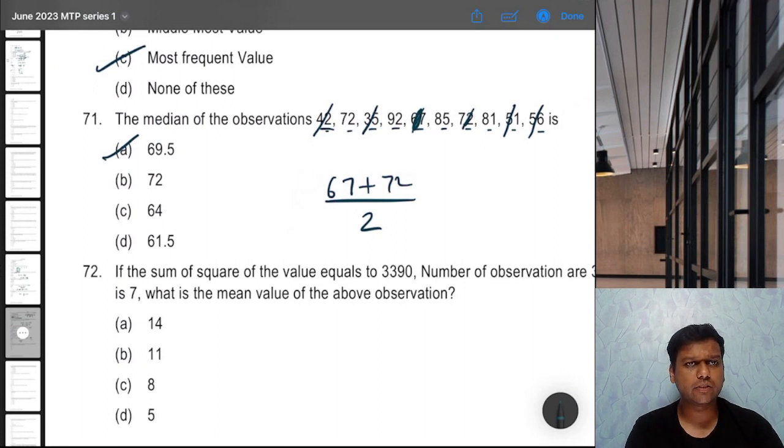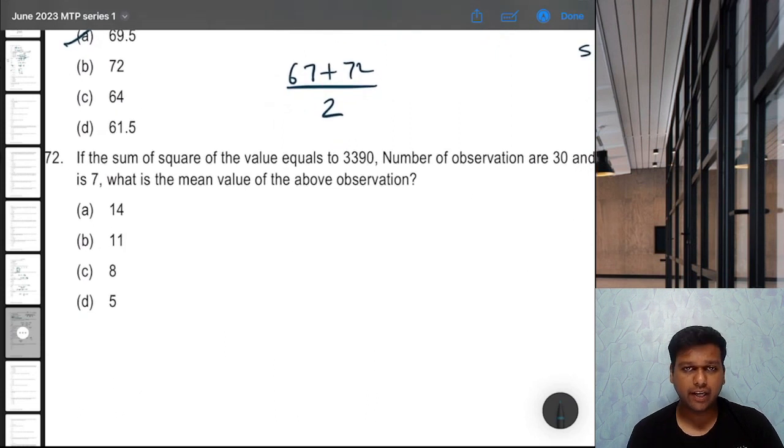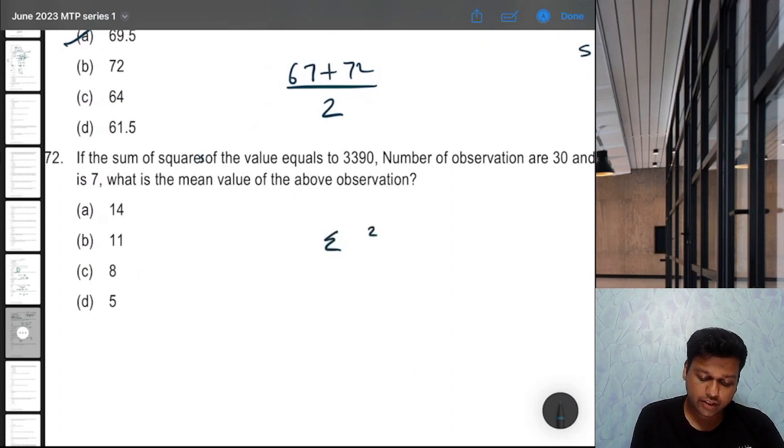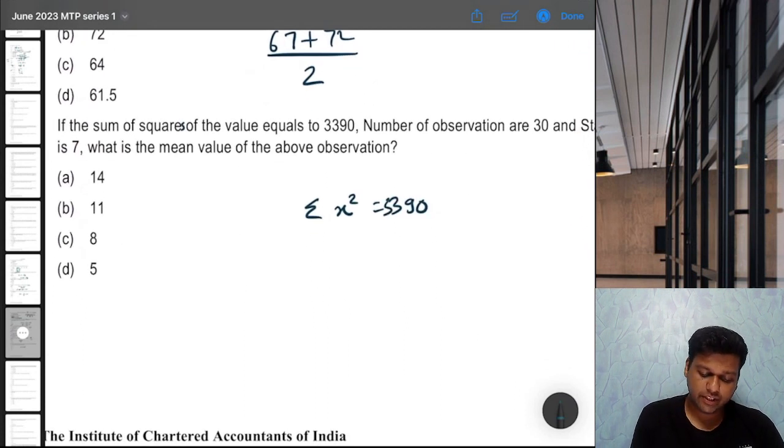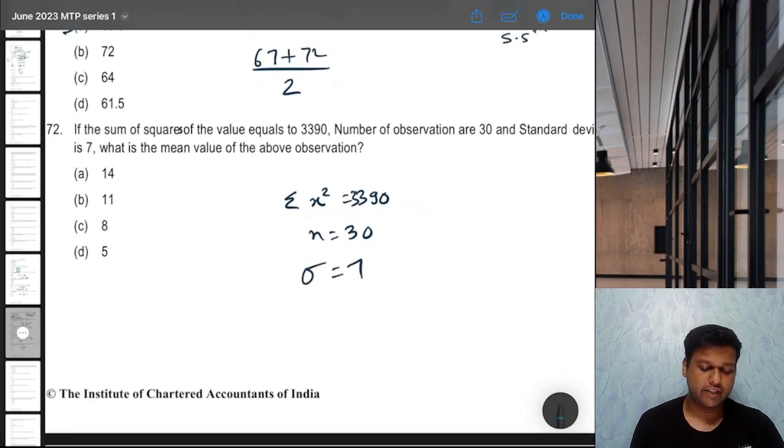Okay. Next. If the sum of squares of values equals 3390, that is, summation x square is 3390, the number of observations is 30, and the standard deviation is 7, then what is the mean of the above set of observations?